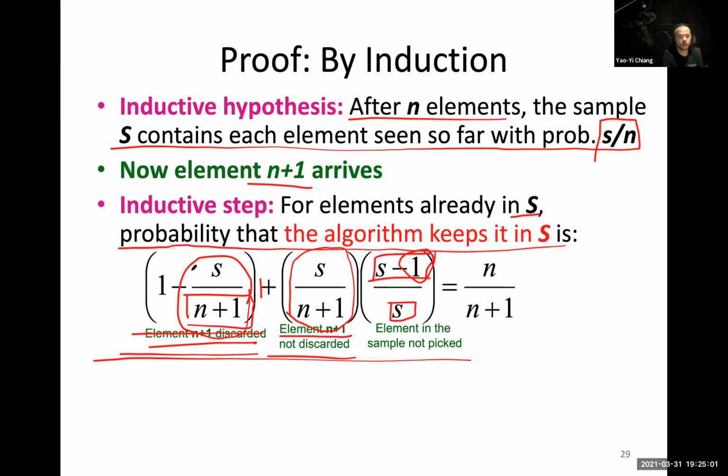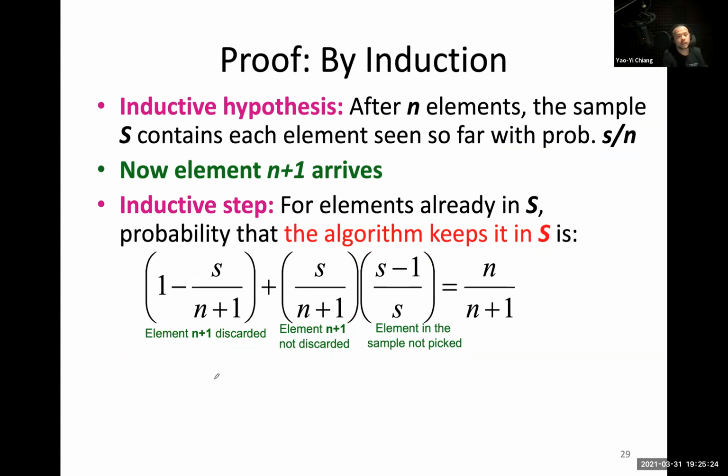element arrives. Okay, two cases. You discard the n plus 1 element, or you retain this n plus 1 element, but you did not select this particular sample for replacement, so it's still in the sample. And if you organize this, it becomes n over n plus 1.